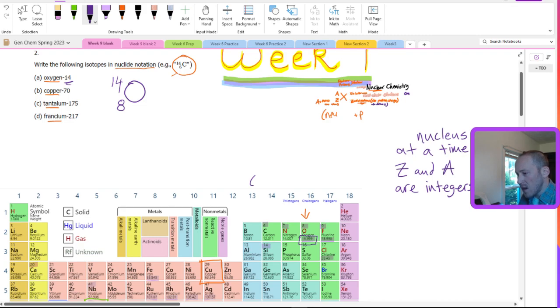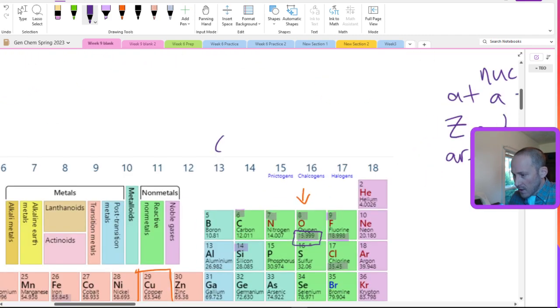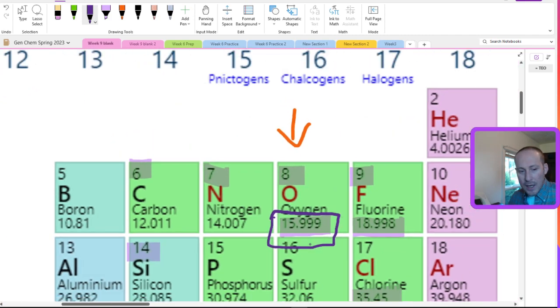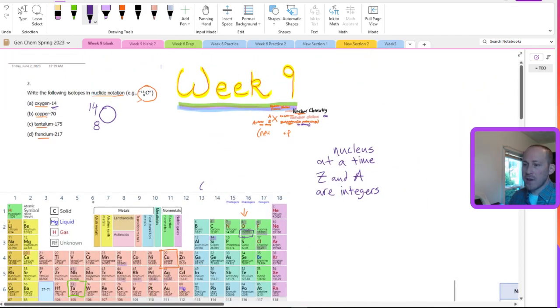Oxygen 14 is not a very common type of oxygen, I'm sure, but if you had a mole of oxygen, a tiny bit would be that, and that would be part of the reason that the average mass of a mole of oxygen is going to be a little bit less than 16. It's 15.999, not 16, because some of them might be oxygen 14 or oxygen 15.